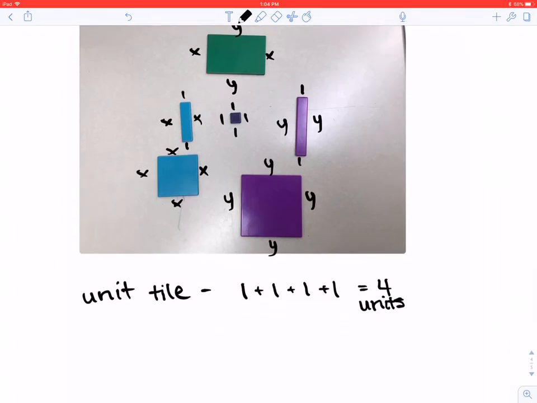All right, what about with our X tiles? Let's start with our X tile.